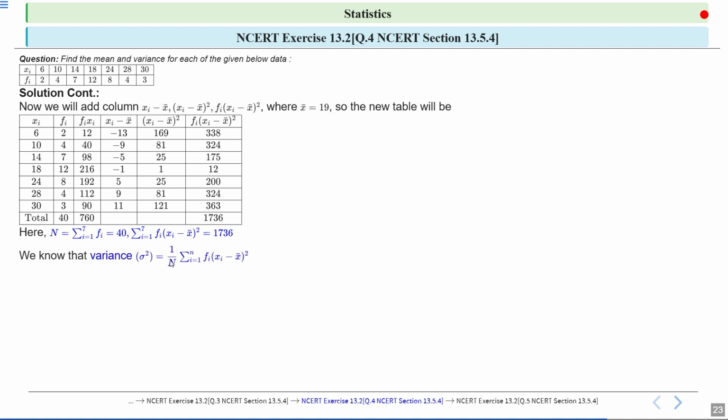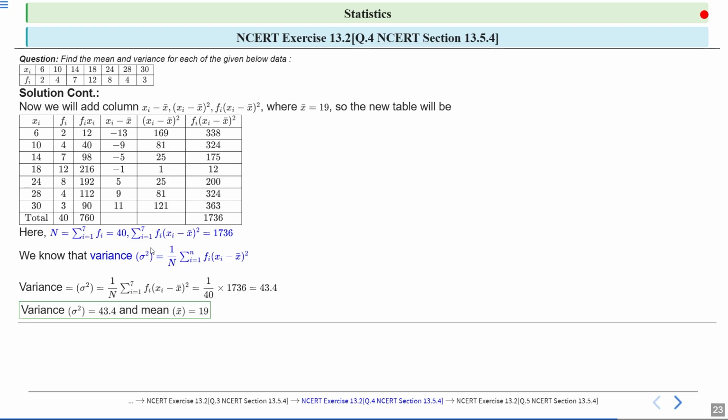1736. So we know that variance sigma square equals 1 divided by n times the summation from i equal to 1 to n of fi times xi minus x bar whole square. Variance sigma square equals 1 divided by n times the summation from i equal to 1 to 7 of fi times xi minus x bar whole square, which equals 1 by 40 times 1736, equals 43.4. Therefore, the variance sigma squared equals 43.4 and the mean x bar equals 19. So these are our final answers.